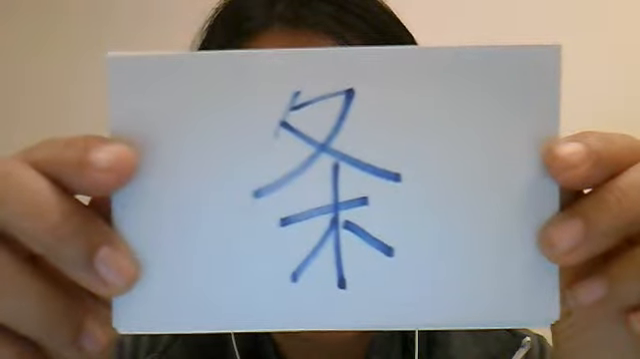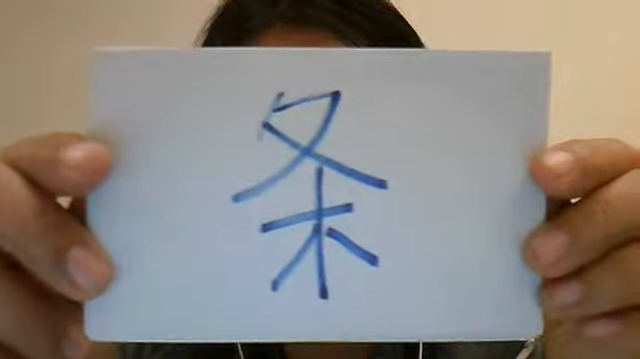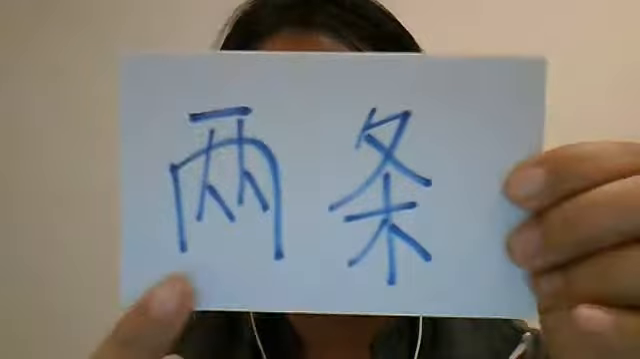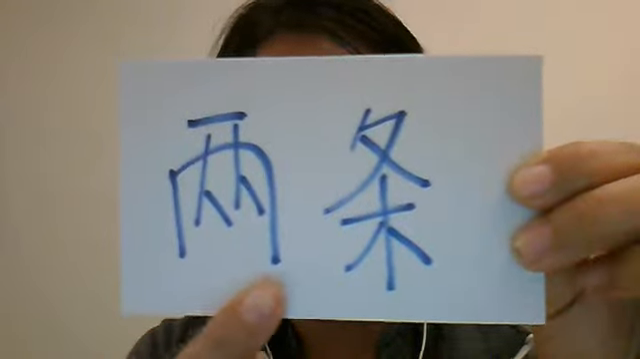Tiao is a measure word for things that are long and thin and flexible. So the word this week in the homework is liang tiao. Liang, as you remember, is the word for two when you're putting it with a measure word. Measure words are not something that happens in English, but you use them to count things. I'm going to give you a few examples of what you can count with it.